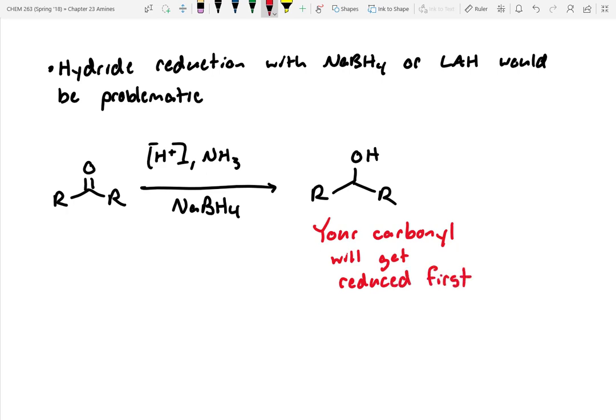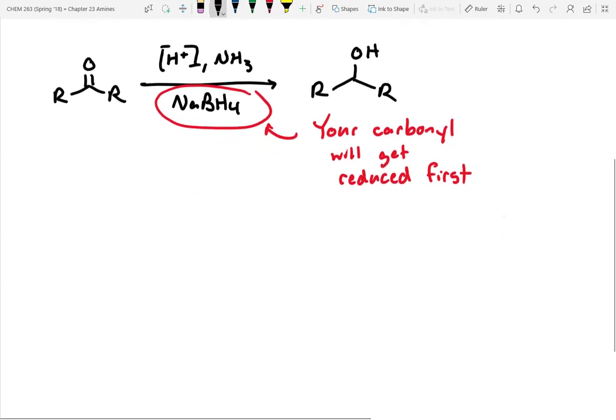So this is a pretty big problem. Ideally, you want to do this in one pot. You don't want to reduce the carbonyl. You want to get your iminium ion and then reduce that. So in order to accomplish this, you need to use a gentle reducing agent, something that's more gentle than sodium borohydride. So let's take a look at some new reducing agents.